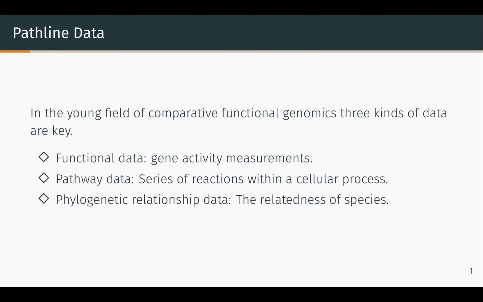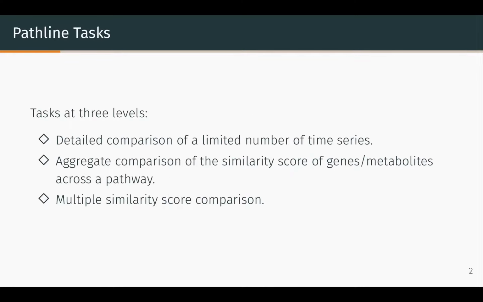So let's talk about the types of data that Pathline was developed for. This is all in the field of functional genomics, and there are three key types of data in this field. Functional data, which is gene activity measurements. Pathway data, which is the series of reactions within a cellular process, and phylogenetic relationship data, which is the relatedness of species over time. Researchers need to accomplish tasks at three distinct levels.